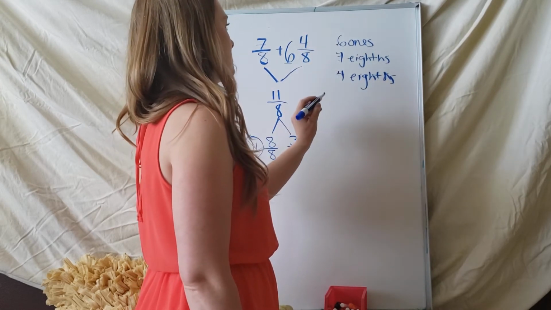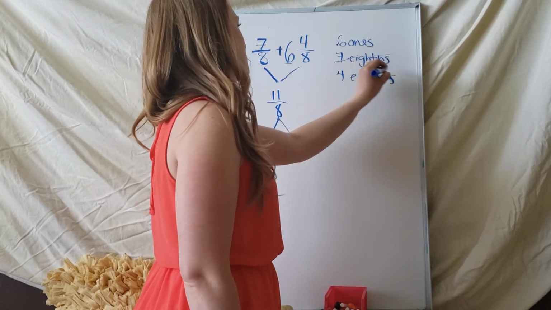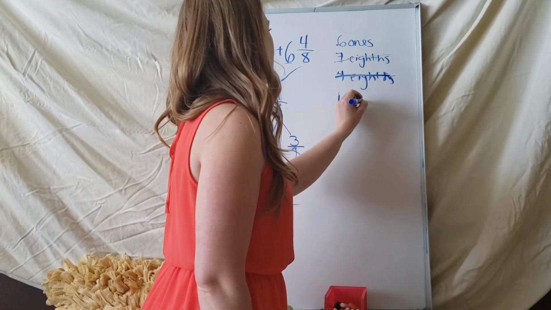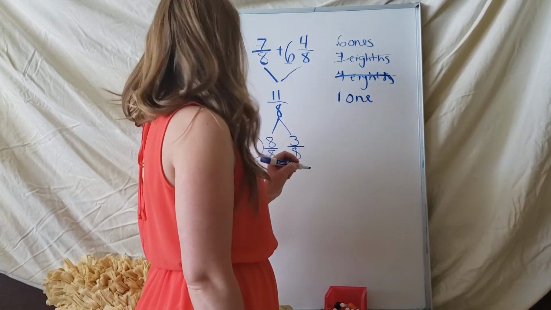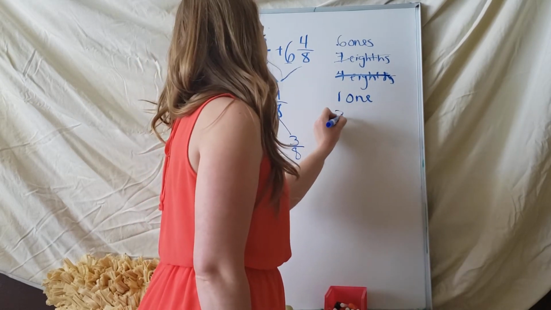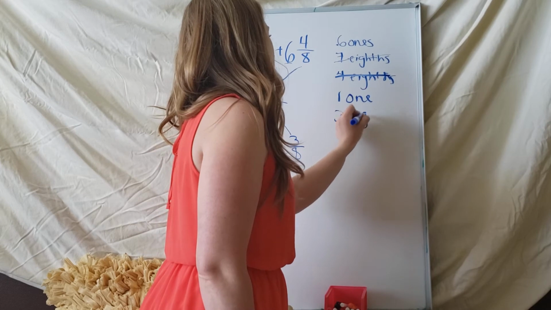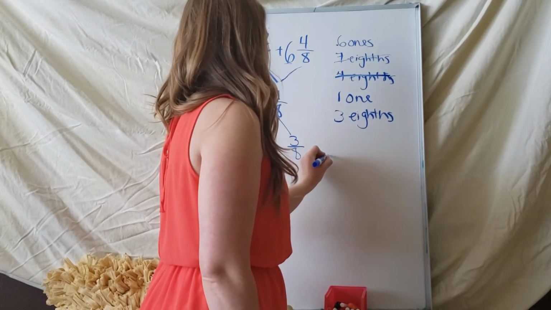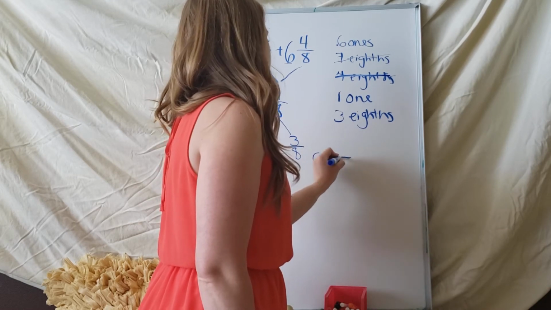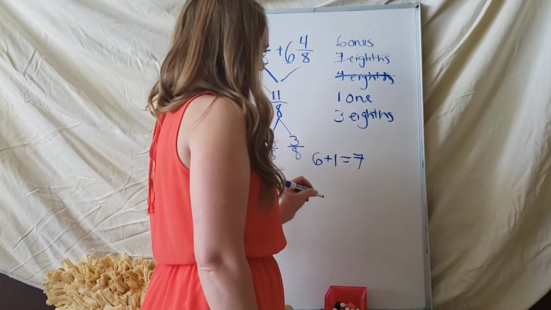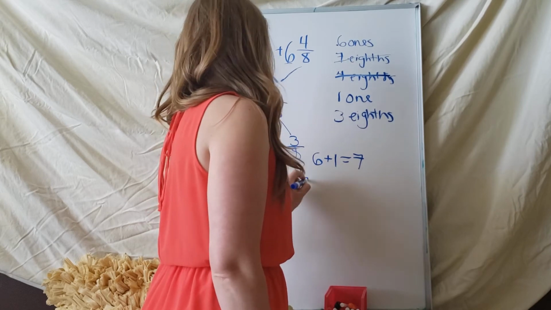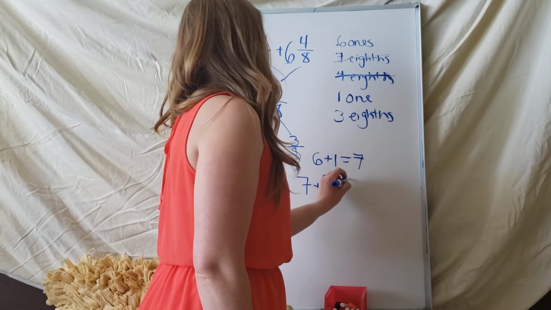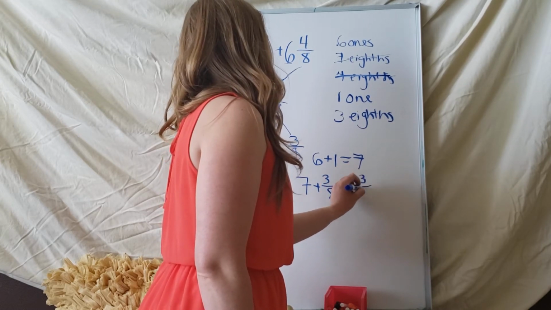Now I have 6 1s. Let's just cross these out because now I have 6 1s. I have 1 1, 1 1, and I have 3 8s. So now I can add my 6 plus 1 is 7. And I can add my 3 8s. 7 plus 3 8s is 7 and 3 8s.